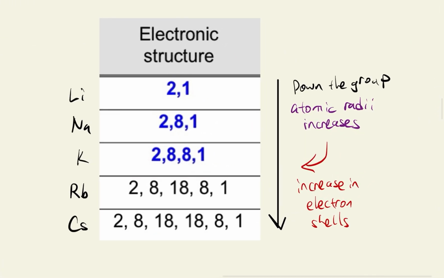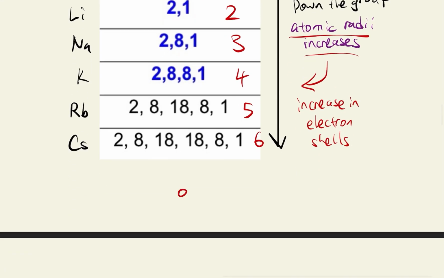Also, another trend you can see is that when you go down the group, the number of electron shells increases. Like you see here, lithium has 2 shells, sodium has 3 shells, potassium has 4, rubidium has 5, and cesium has 6. So as you go down the group, the electron shells increase, and therefore the atomic radii will also increase. So the atom will get from big to bigger to bigger to bigger.